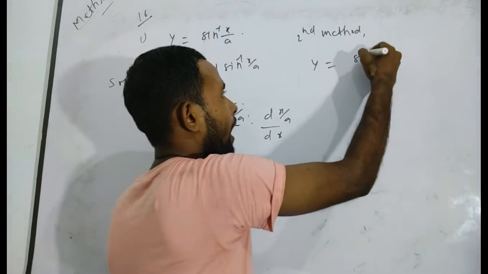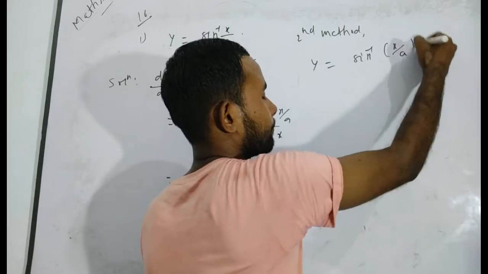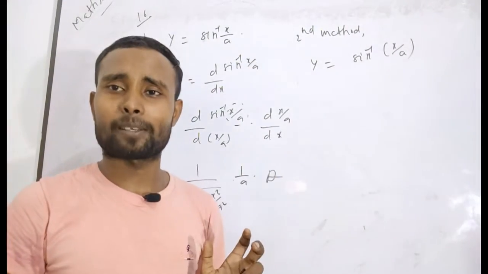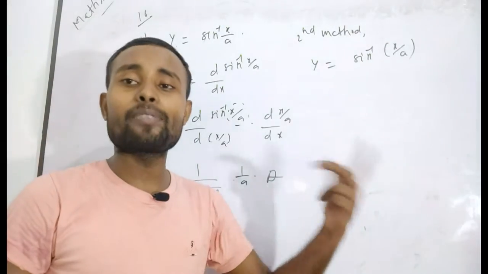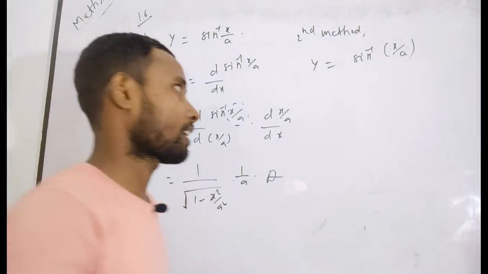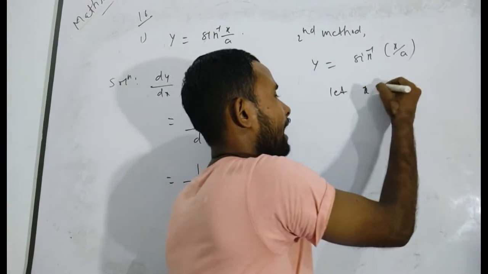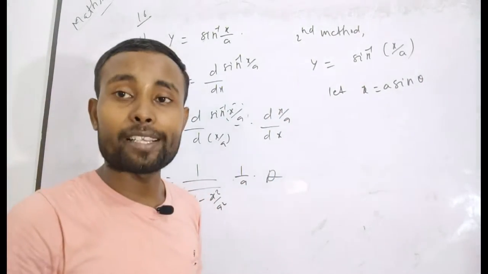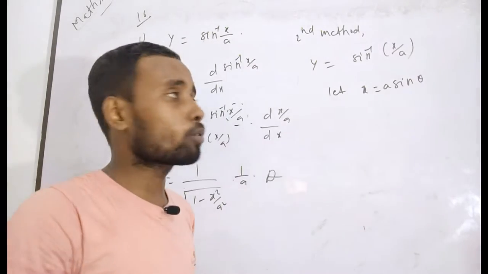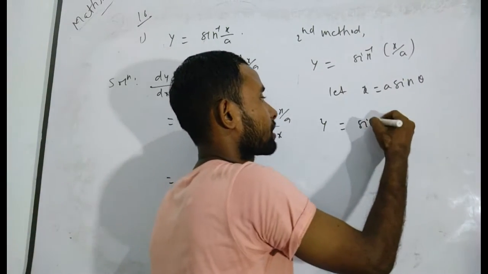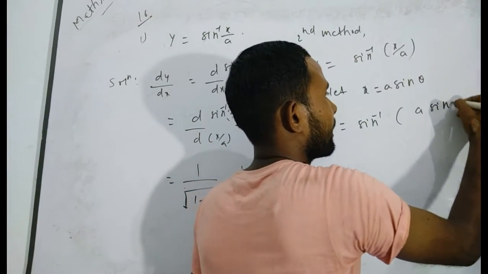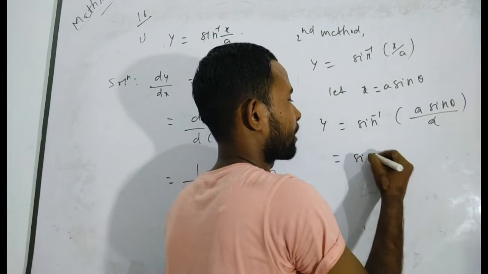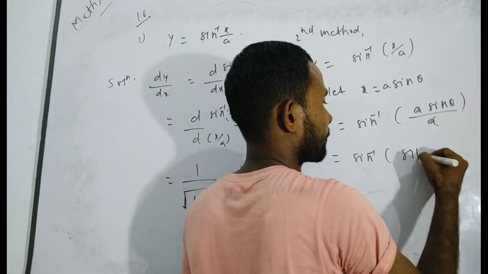Why do we want to use the second method? If you know inverse trigonometric functions very well, I want to simplify this function. How? Let x be equal to a sine theta. When we use x equal to a sine theta, y is equal to sine inverse of a sine theta by a. The a cancels and you will get sine inverse sine theta.